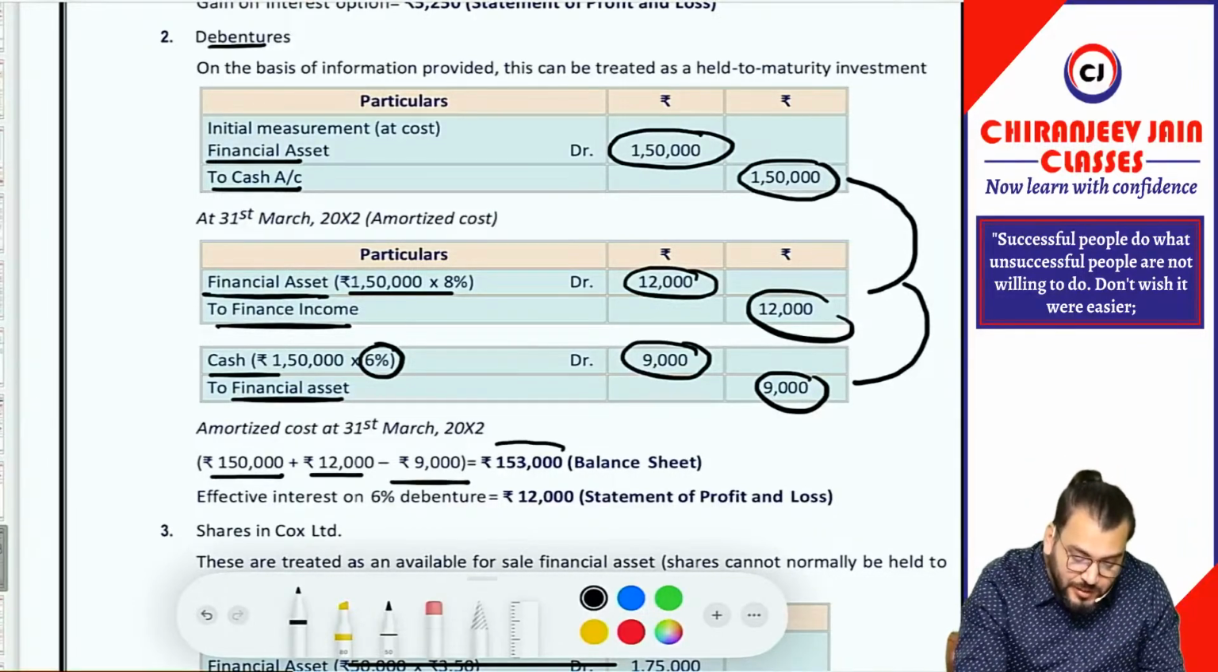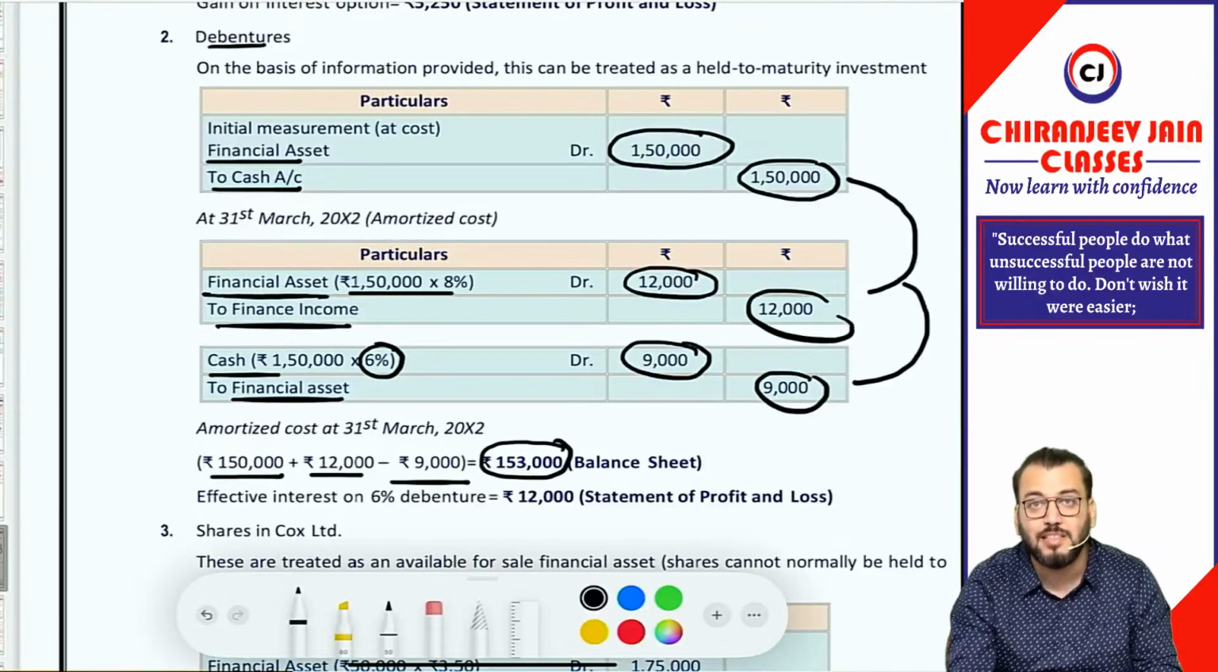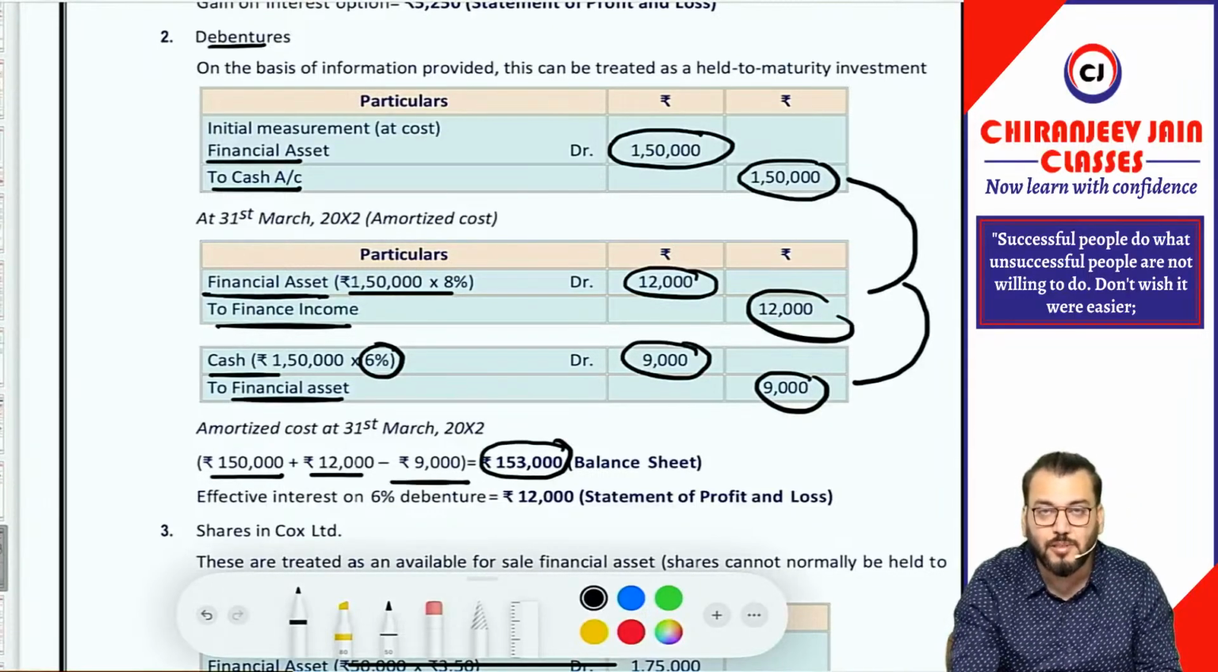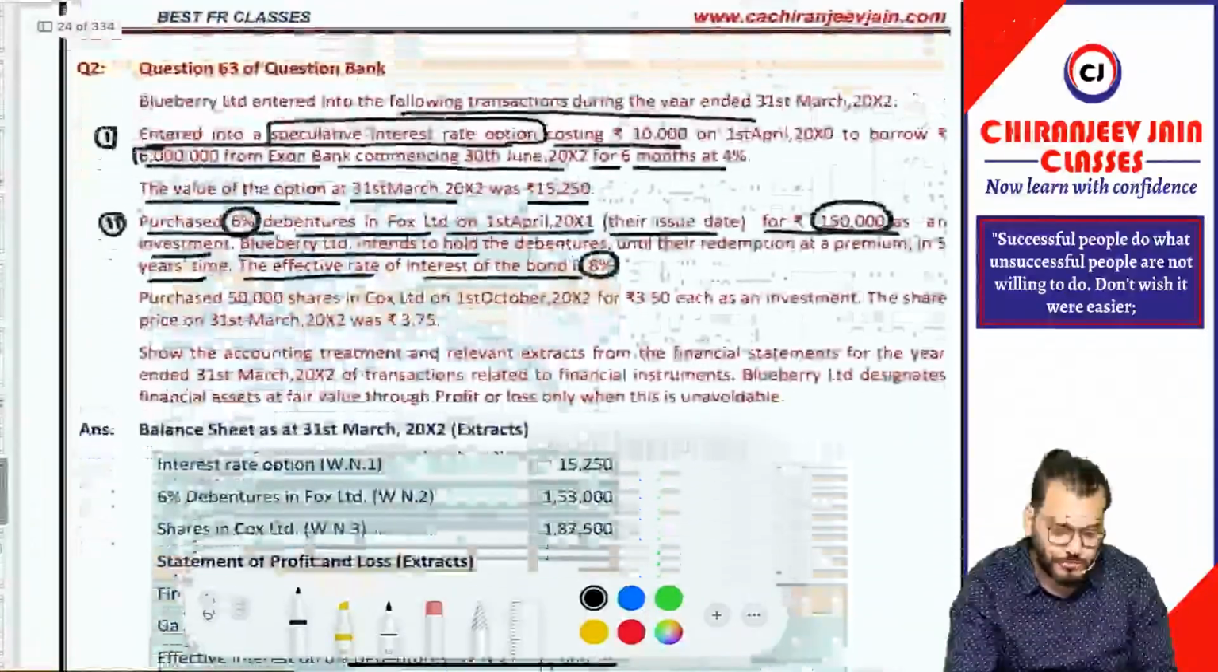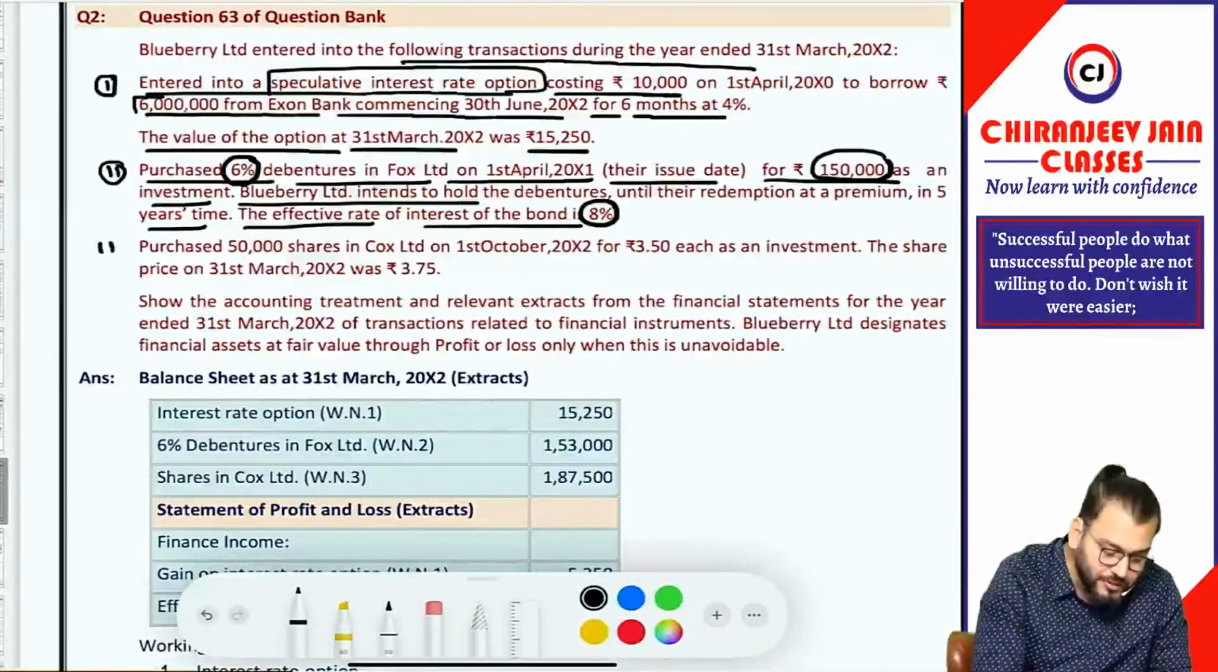So 1,53,000 is the amortized cost to be shown in the balance sheet, on the asset side of the balance sheet. Chalega? Yes, sir. So the second transaction you have also understood. Let us come to the third transaction.